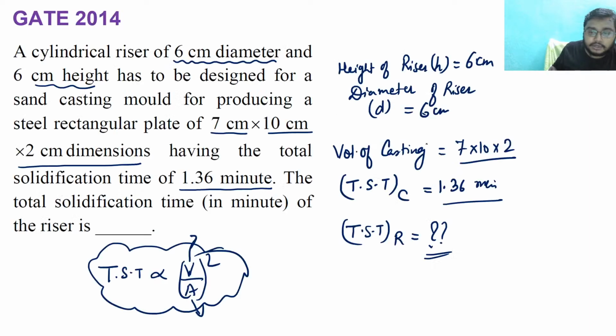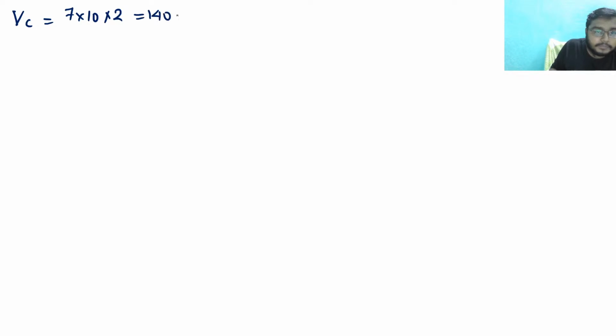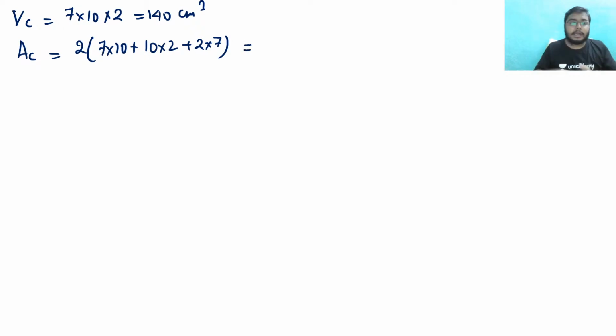Now see, let us first find the volume of the metal of the casting. Volume of casting is 7 into 10 into 2. See here, 7 into 10 into 2. So this is 140 centimeter cube. Now see, what would be my surface area of the casting? That would be twice of (7 into 10 plus 10 into 2 plus 2 into 7). Clear? Now if you calculate it, you will get around 208 centimeter square.